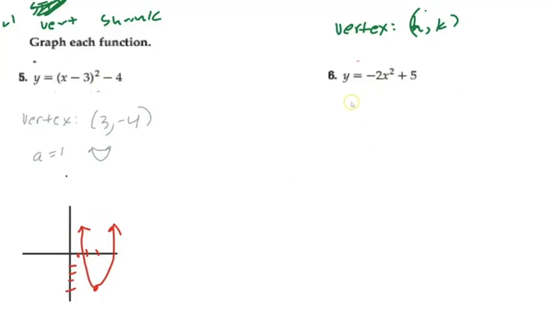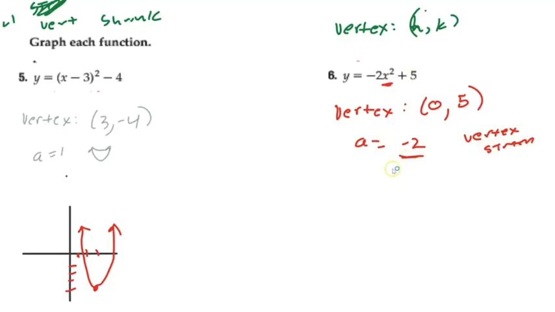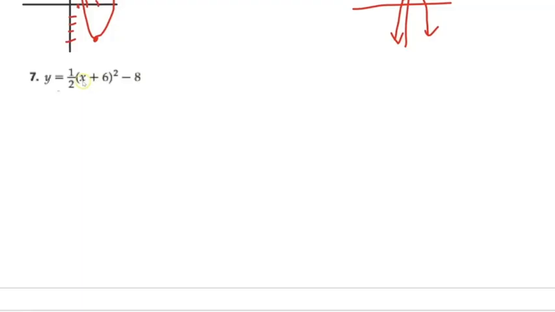The next one. Look at our vertex. There is no inside. X value is 0. Outside follow is 5. My a is negative 2. It's a vertical stretch with a flip. The fact that it's negative means it's a vertical flip. It's going to open down because of the negative, and it's a vertical stretch of 2. So 1, 2, 1, 2, like this. So this right here, same idea.